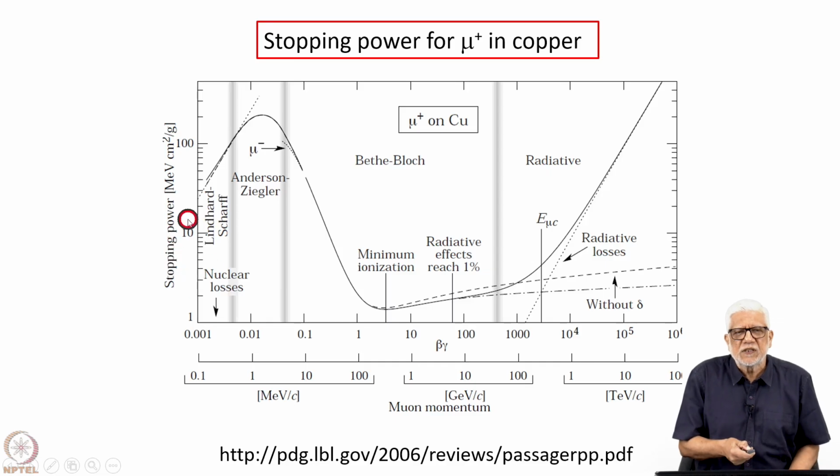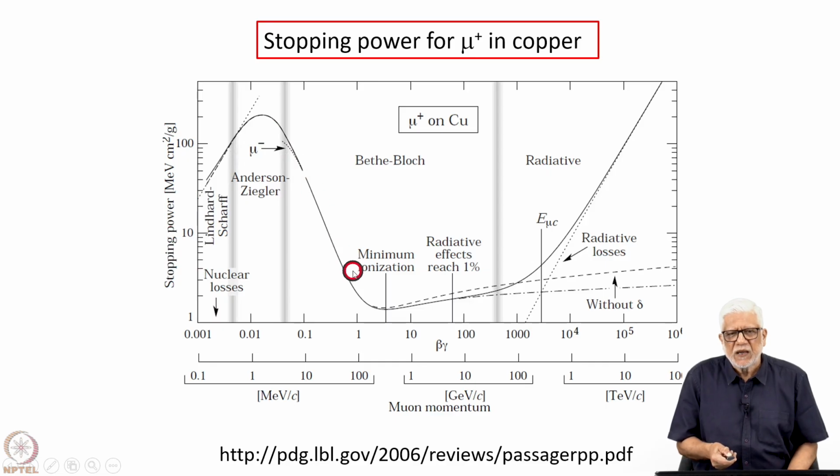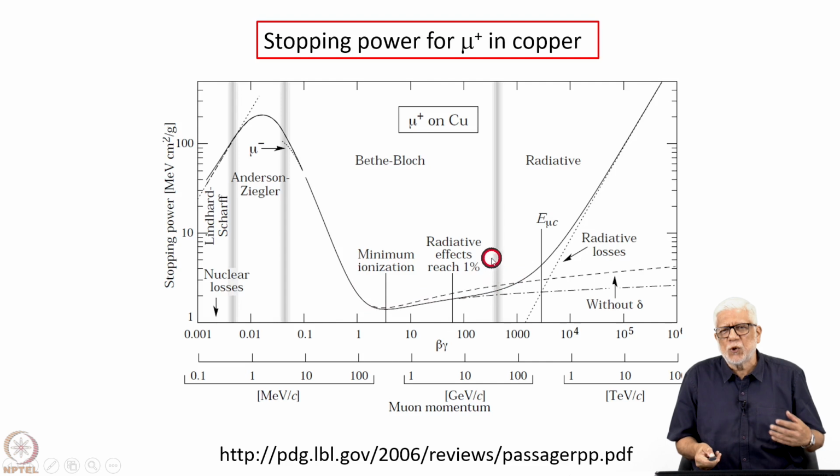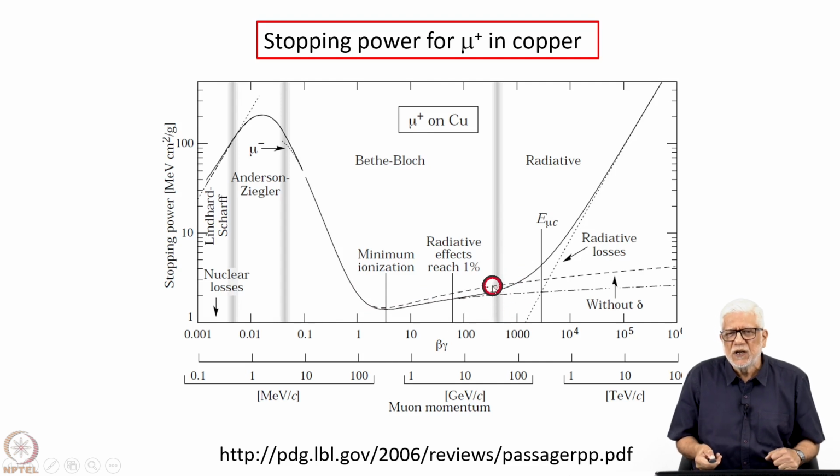So this rises and then reaches a maximum and then falls. Okay, and then beyond a certain higher energy, it very slowly rises. The rise is logarithmic, and since the muon is about 200 times heavier than the electron, at a certain energy, you start getting radiative losses. That means you start losing energy.